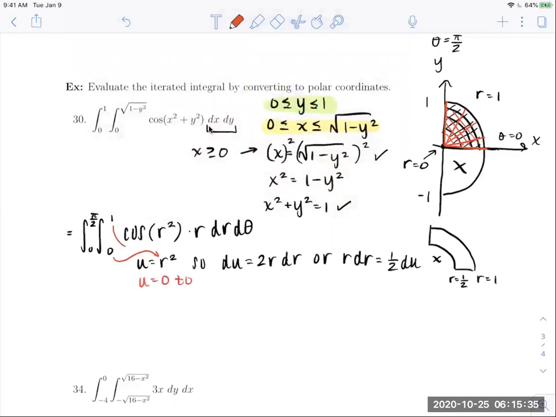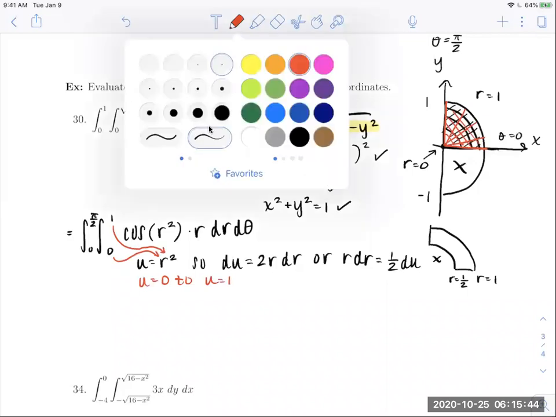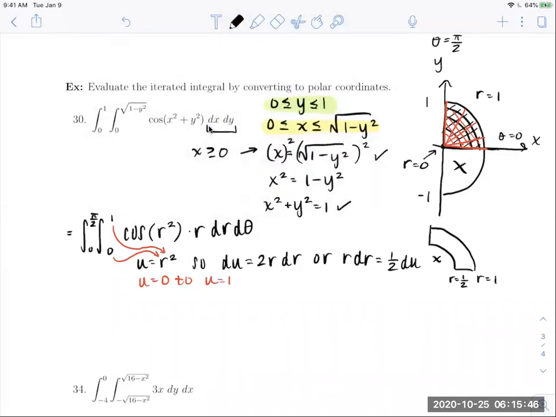And when r is 1, u is also 1. So it just so happens that our u limits of integration are going to be the same as our r limits of integration. So I have the integral from 0 to pi halves, the integral from 0 to 1 of a 1/2 cosine u du d theta. All right, so the integral of cosine is sine.